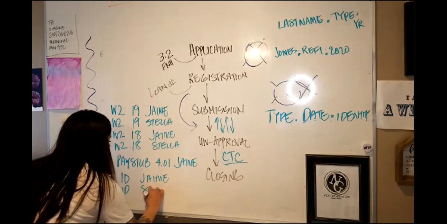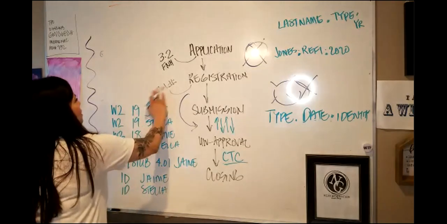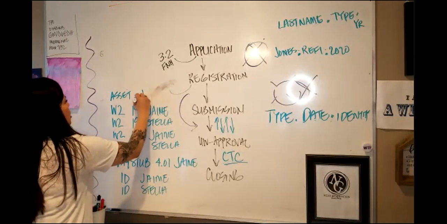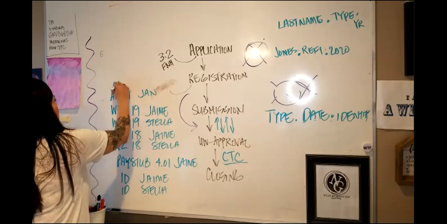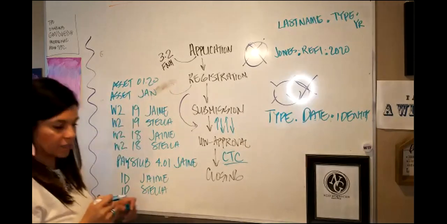ID, Stella. You might have asset, January, asset, 0120. Okay, but does everybody get the point?